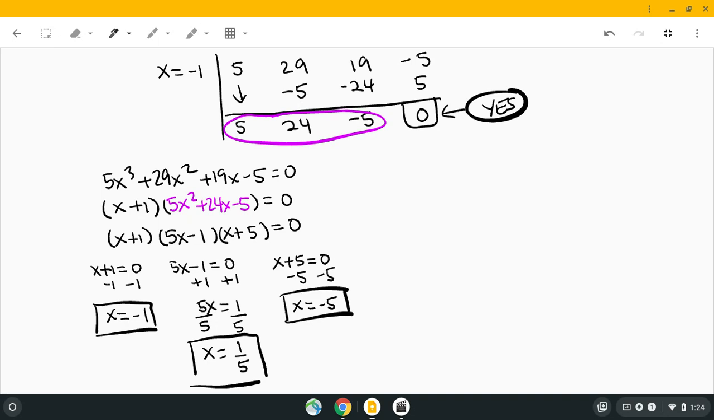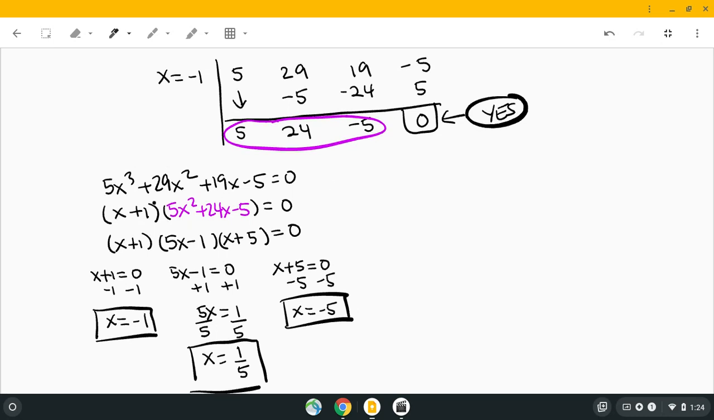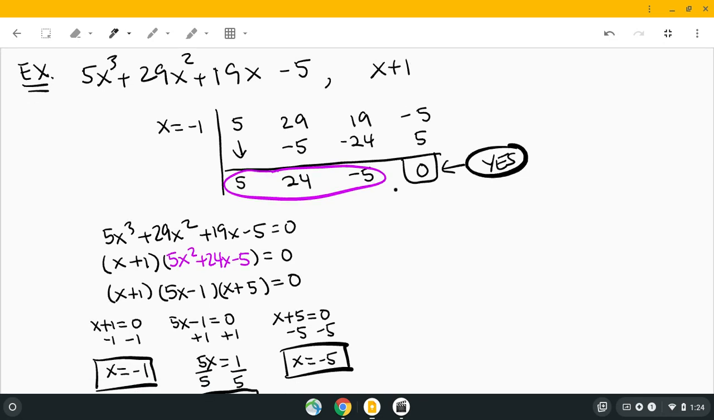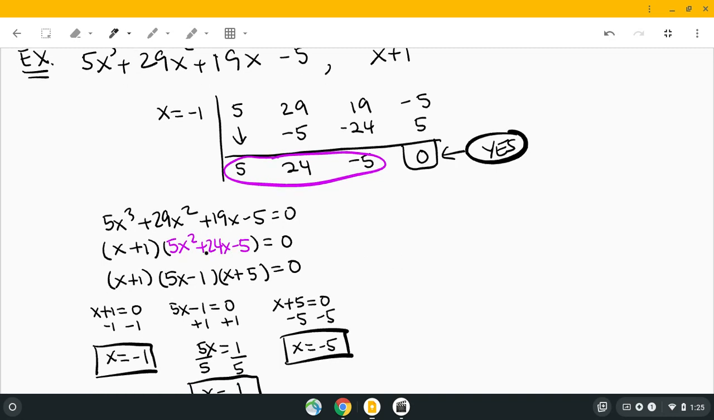Okay, so again, degree 3, you should get 3 solutions. So that's all you have to do. You take that polynomial. Once you get a yes that this is a factor, then you can factor the degree 3, x plus 1 times this quadratic. And this purple quadratic here comes from this trinomial here, 5, 24, -5. 5x squared plus 24x minus 5. Okay, and once you get there, you can factor this quadratic.